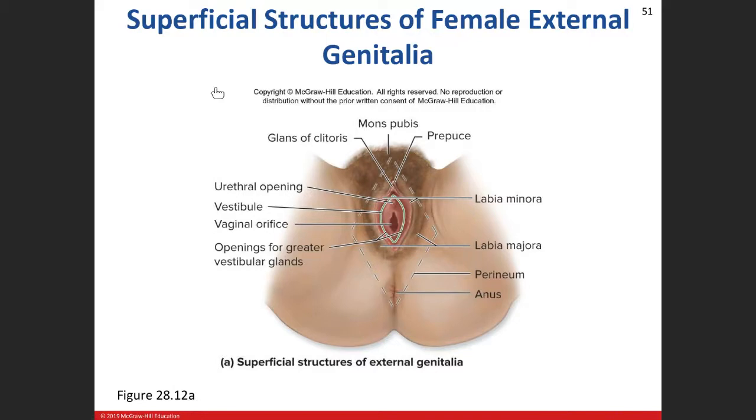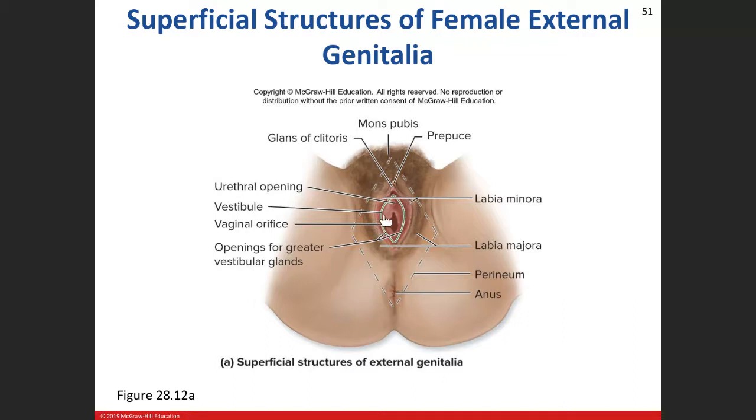All right, so here you can see the mons pubis, just in front of the pubic symphysis. Further out to the lateral portion, here's the labia majora, and then more medial, we'll see the labia minora, not covered with hair. It's going to be a little bit darker because there's a higher presence of melanocytes there.